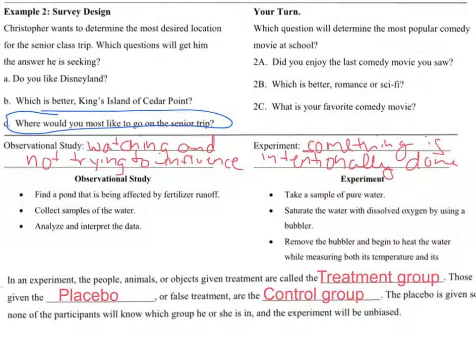So in an experiment, the people, animals, or objects given the treatment are called the treatment group, and those that are given the placebo or the false treatment are the control group. The placebo is given so that none of the participants will know which group he or she is in, and the experiment will be unbiased.